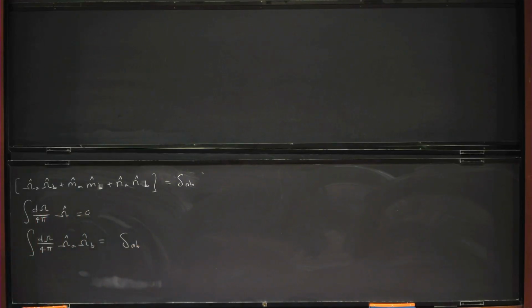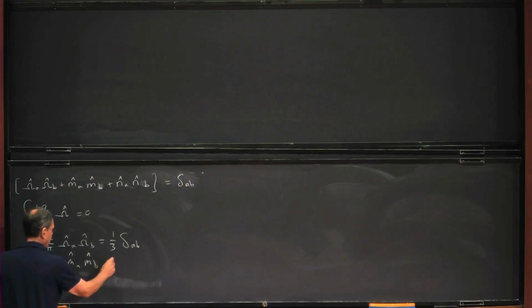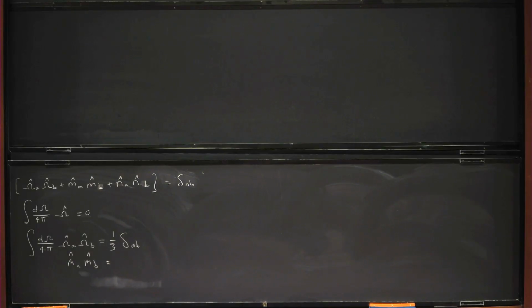What's the constant of proportionality? How do I get that? Contract. On the left-hand side, this dot product gives me 1, and I get the integral of d omega over 4 pi, which is 1. On the right-hand side, if I contract that, I get 3. So the right answer is that. I could put an m hat in here, and I'd get the same thing. Same result. Also n hat, right? What if I had 3 of them?